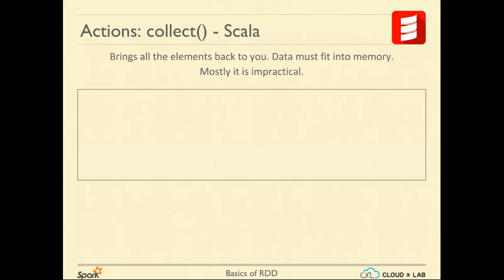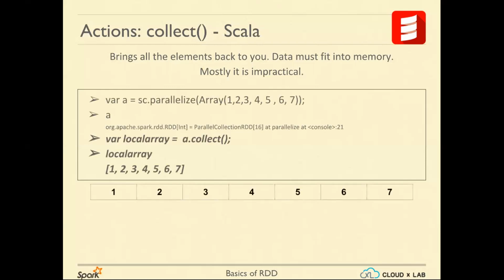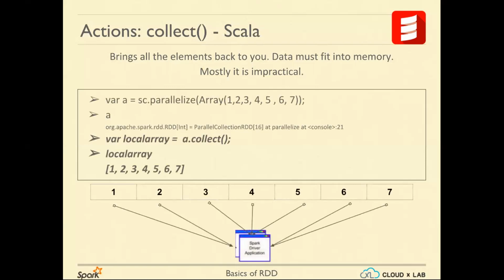So collect brings all the elements back to you, and this data must fit into the memory. It is mostly impractical. All right. Collect is the opposite of parallelize. It converts an RDD into a local variable, while parallelize converted a local object or local variable into an RDD. It brings back the data to the Spark driver.